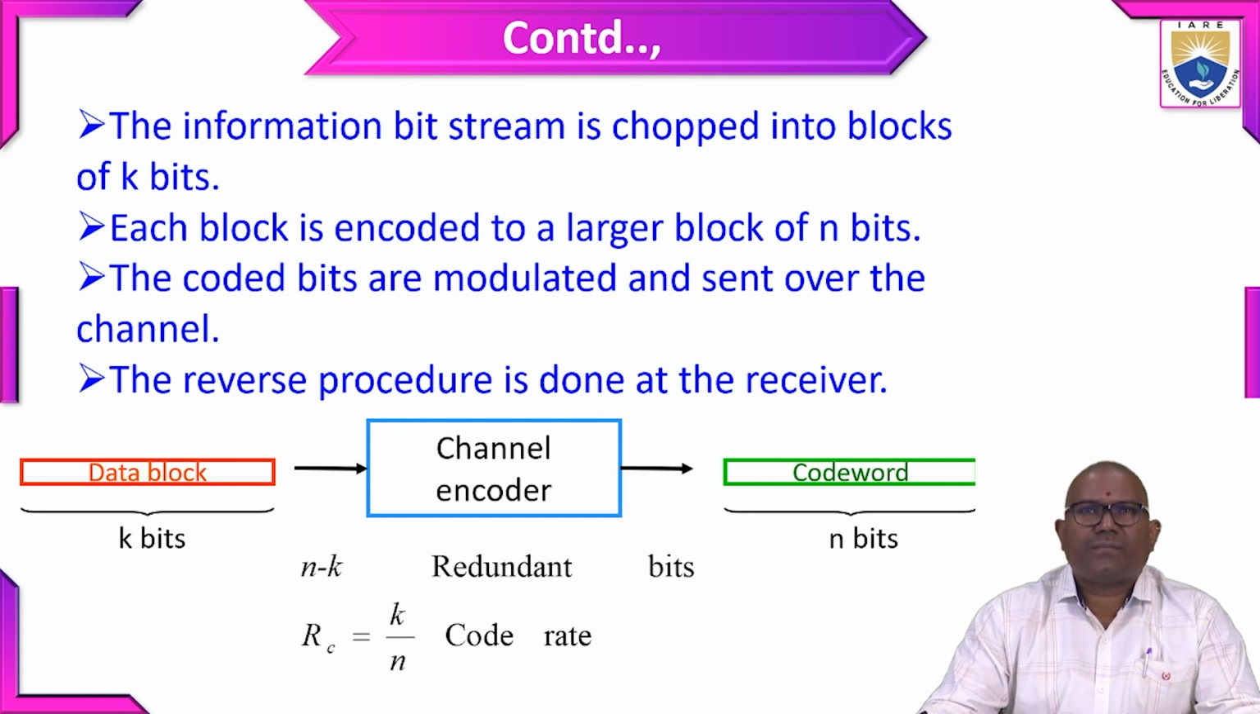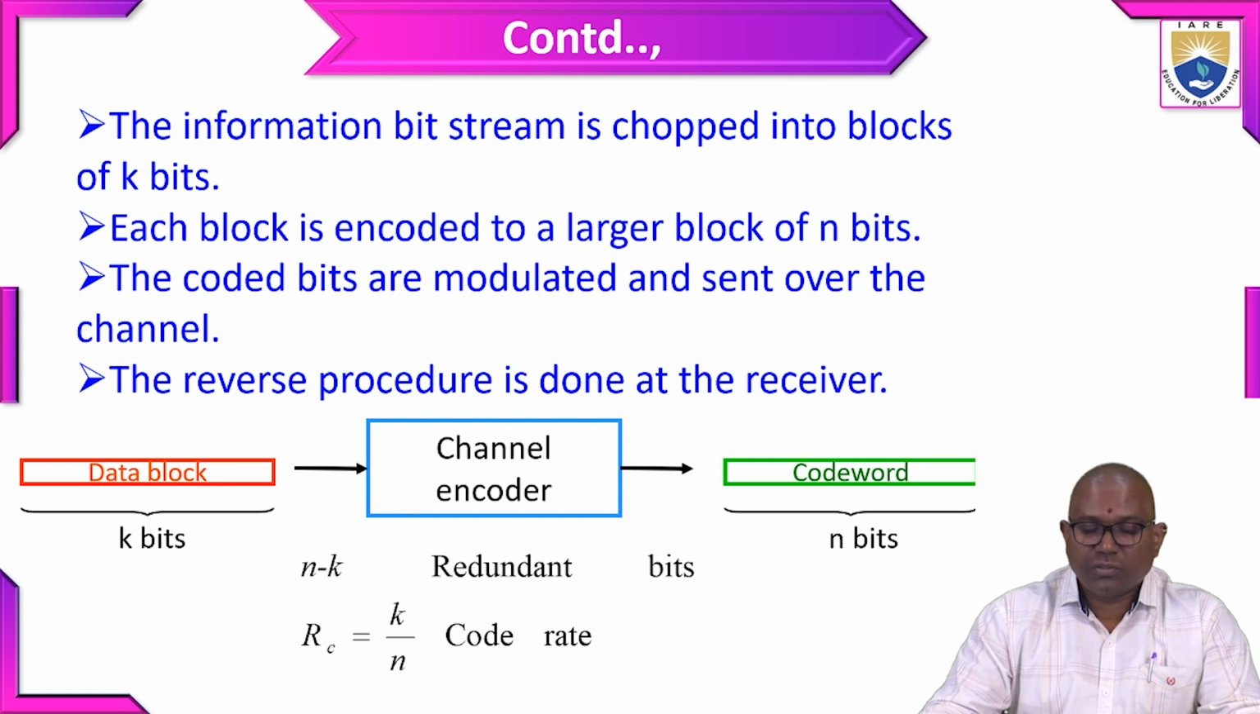Here you can see the information bit stream is chopped into blocks of k bits. Each block is encoded to a larger block of n bits, which is nothing but the code. The coded bits are modulated and sent over the channel. Already we have seen the transmission model. The reverse procedure is done at the receiver, using the decoding algorithm.